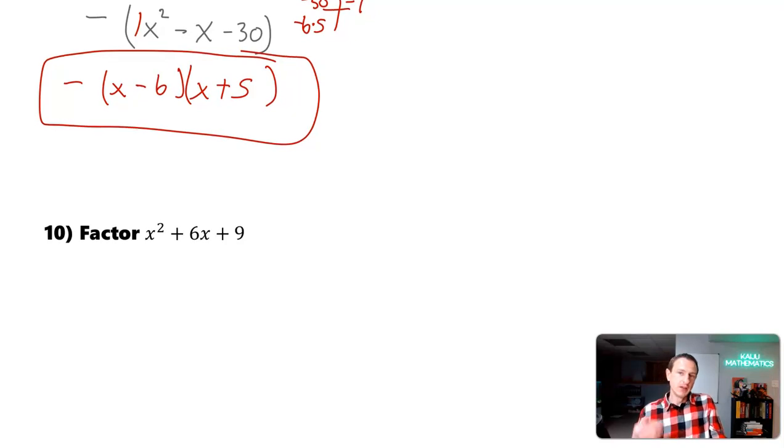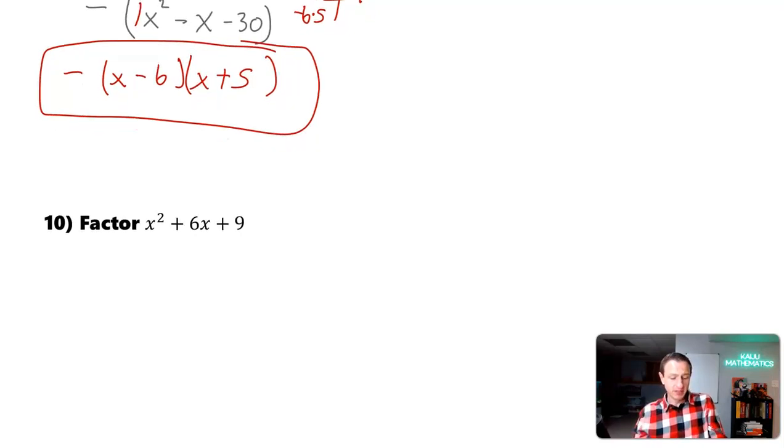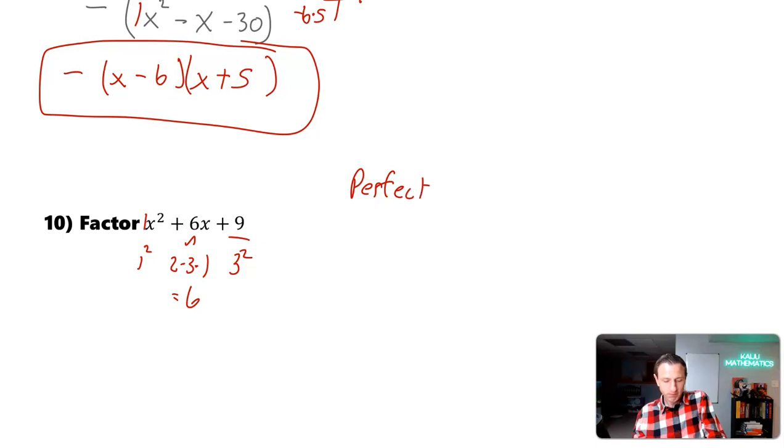Same thing with number 10. But what I want you to notice here is that this C term is 9. 3 times 3 is 9. 9 is a perfect square because it's 3 squared. This term is 1, which is 1 squared. This middle term is if I take 2 times 3 times 1, that will give me my 6. This form is called a perfect square trinomial.